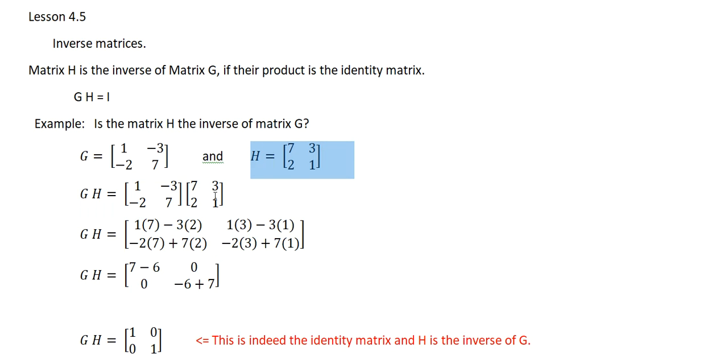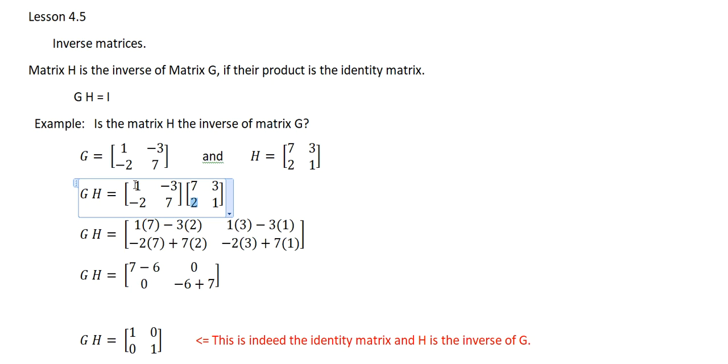So GH, we're going to take these two matrices and place them next to each other. And in matrix multiplication, we're going to take a sum over products. Here we take the first row of the first matrix, and we're going to multiply that by the elements in the first column.